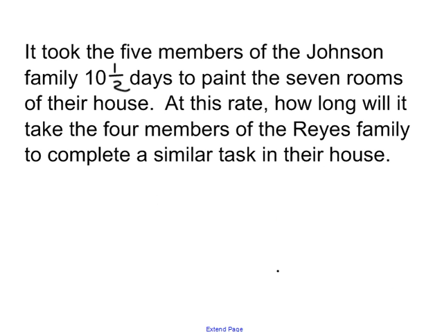It took 5 members of the Johnson family 10.5 days to paint the 7 rooms of their house. At this rate, how long will it take the 4 members of the Rees family to complete a similar task? Well, the one family had 5 members times 10.5 days. That's how long it took them. And an equal task will be completed by the 4 members of the other family. They want to know how many days it will take.